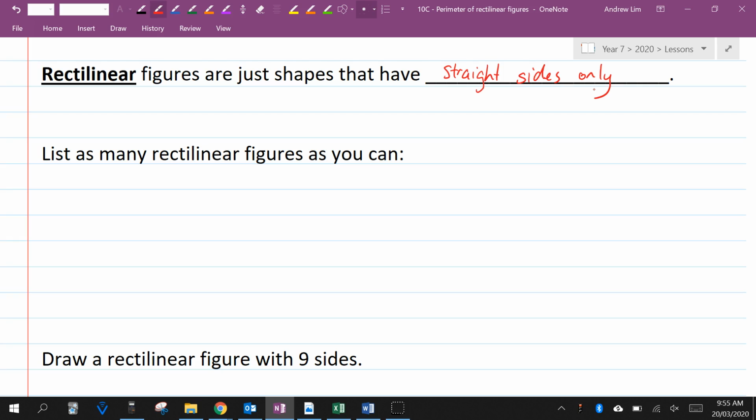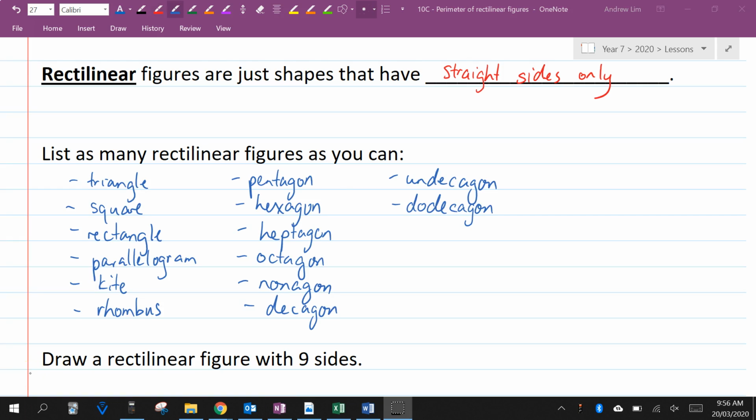So I want you to pause the video and write down as many rectilinear figures as you can, and then I'll just put a whole bunch up. Okay, so here's a list that I've prepared. Of course, there's a lot more rectilinear figures, but these are the ones that I've just jotted down.